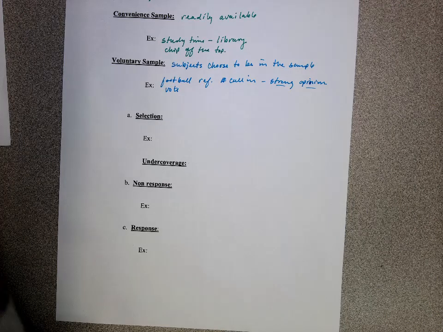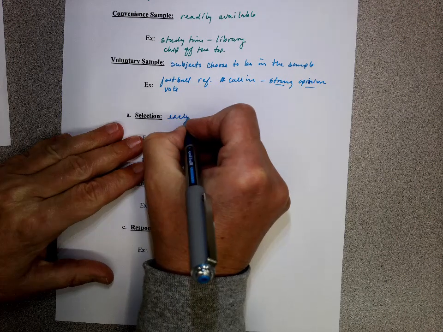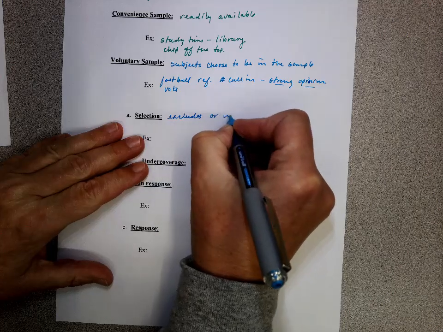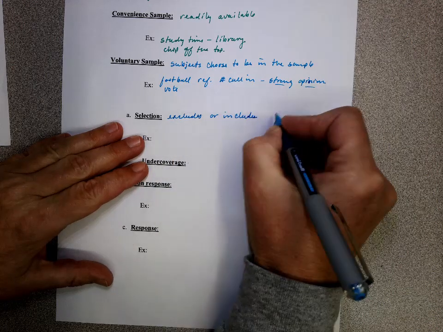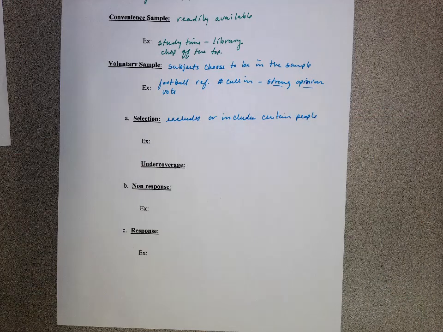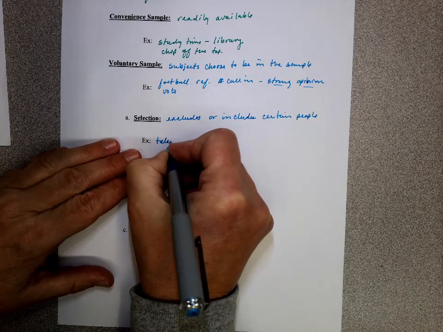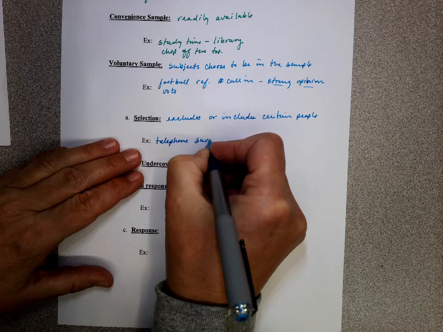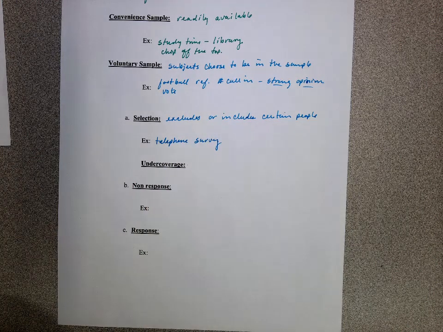Selection. So selection either excludes or includes certain people. And that might be through, again, a telephone survey or maybe just a survey. So why would a telephone survey work this way? Well, I would only be able to call people that have a telephone. I can't get those people that maybe have non-landlines anymore. So you can see it's going to exclude certain people or include certain people. So we want to make sure we avoid that.